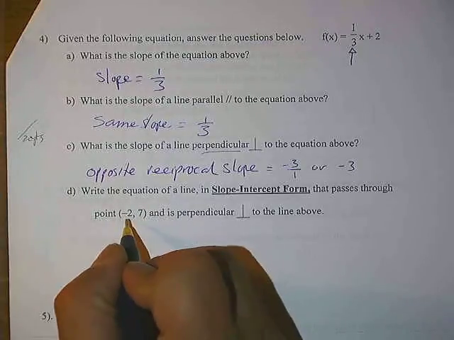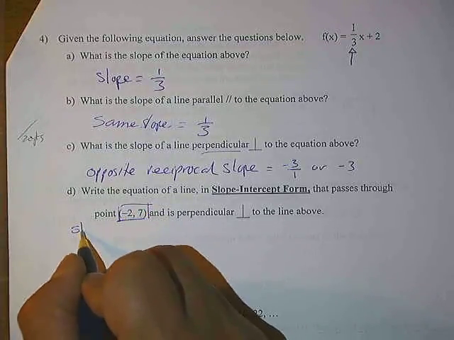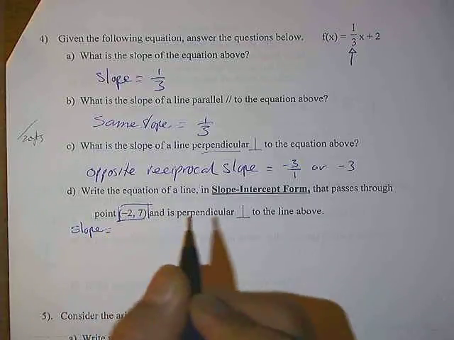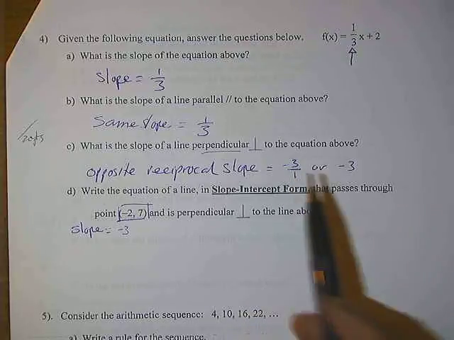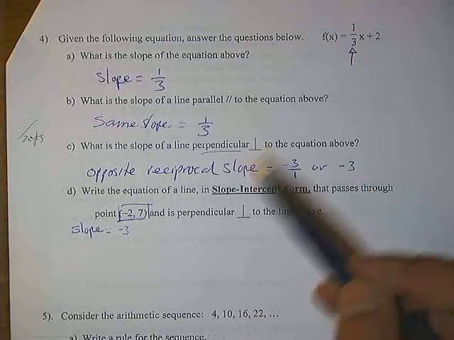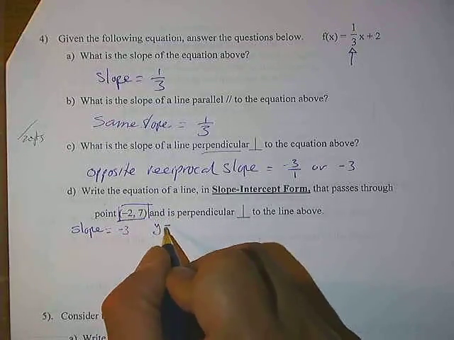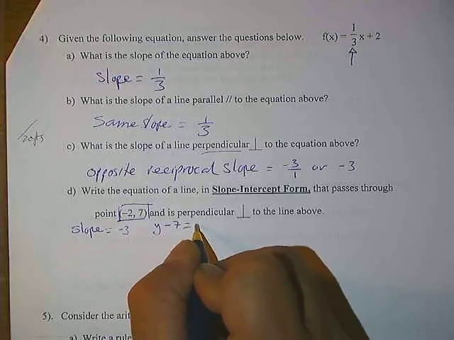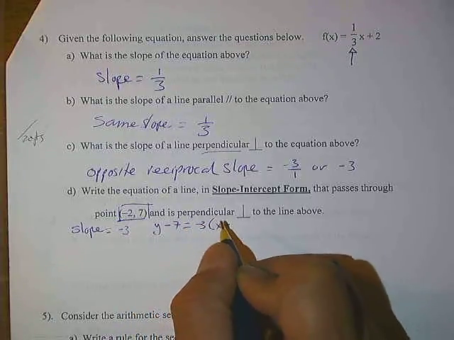And then part D says, write the equation of a line in slope-intercept form that passes through the point -7 and is perpendicular to the line above. So we have this point right here, that's our x1. And then we need a slope. And the slope we'll be using will be the -3, because it's perpendicular to this line over here, and the slope is opposite reciprocal, so it will be -3.